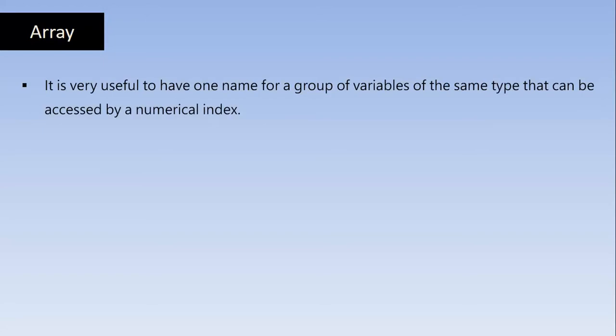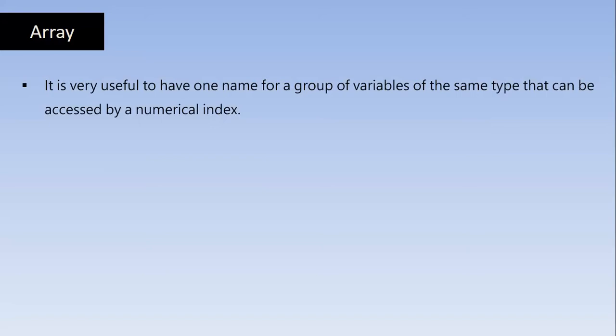It is very useful to have one name for a group of variables of the same type that can be accessed by a numerical index, right? So far we have used many variables which can store a maximum of one single value at a time, right? We have used many types of variables. All those variables were holding only a single piece of data at the same time. We weren't able to store multiple data in the same variable, right?